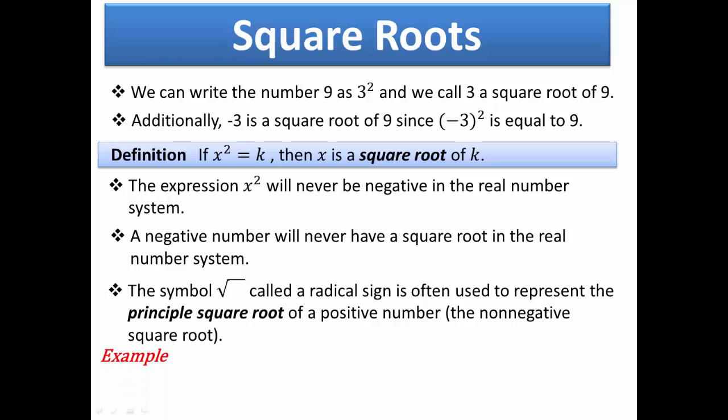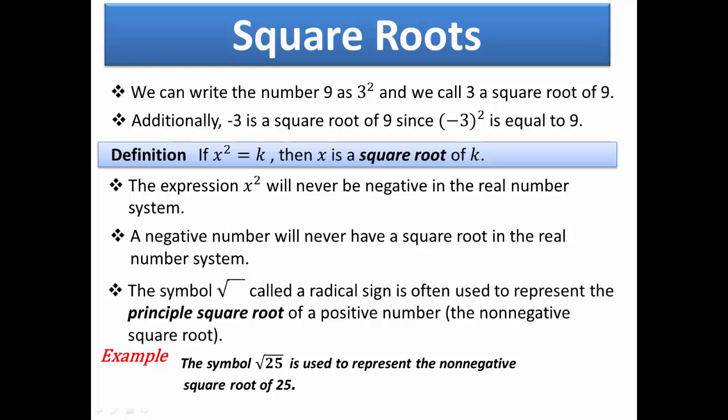For another example, the square root of 25 is used to represent the non-negative square root of 25. Therefore, the value of the square root of 25 is 5, since 5 squared equals 5 times 5, which equals 25, and 5 is the positive square root of 25.